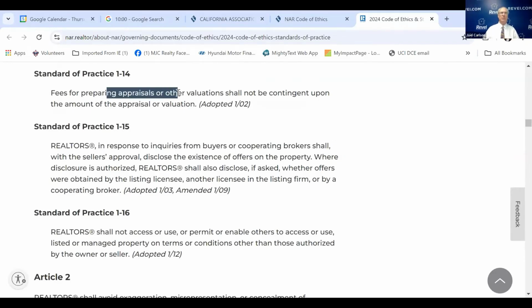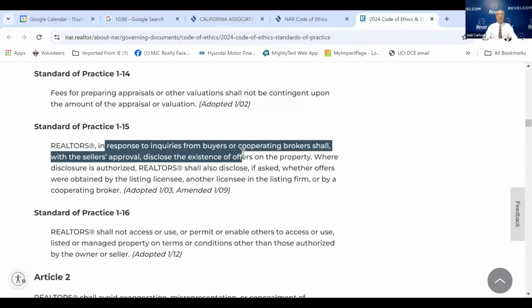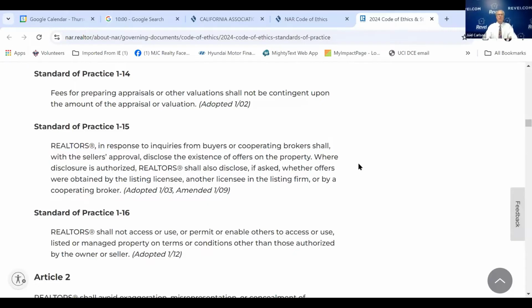14 talks about appraisals. Do we do appraisals? No, not unless you're licensed under the USPAP, Uniform Standards of Professional Appraisal Practice. If you're not licensed under that, what we do is evaluations. We do a competitive market evaluation, a CMA. 15 talks about in response to inquiries, you'll cooperate unless you're told not to. Now, I've never had a seller say, I don't want more money. They always say, yeah, cooperate. Let's get this thing going. Let's get it pumping.